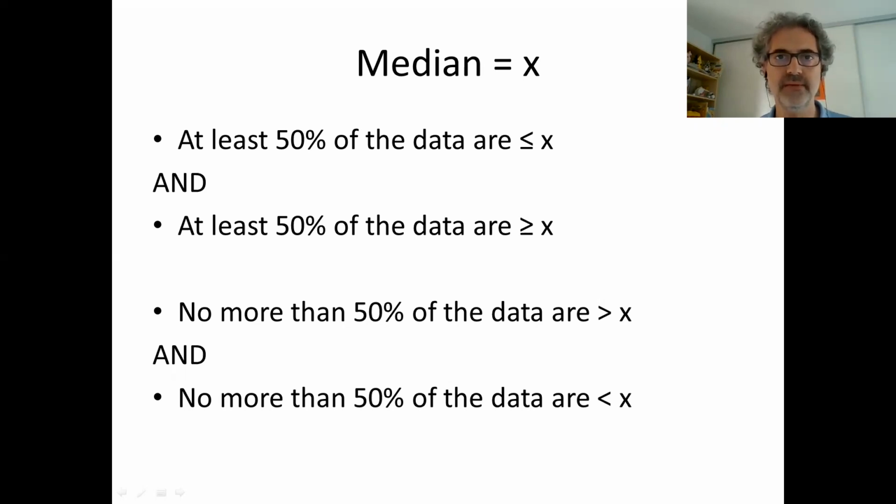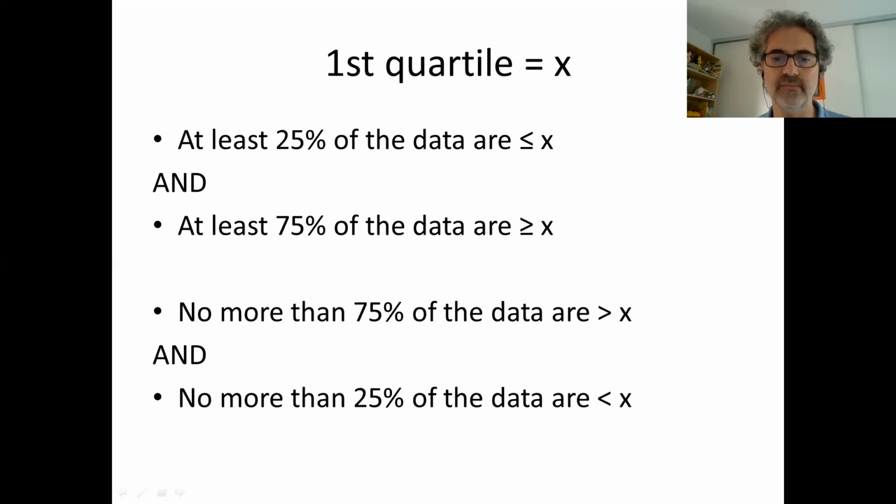This isn't limited to the median. It can be used for any other quantile. So for example, for the first quartile, if the first quartile equals x, then we can say that at least 25% of the data are less than or equal to x, and at least 75% of the data are greater than or equal to x. Alternatively, no more than 75% of the data are greater than x, and no more than 25% of the data are less than x. And you can use these statements for any other quantile by substituting 25 and 75 with the quantile of your liking.